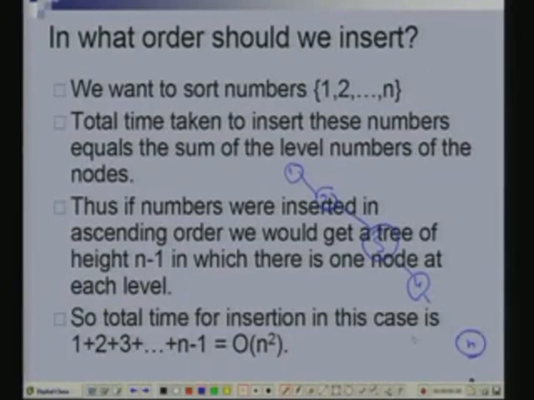And what is the sum of the levels? 0 plus 1 plus 2 plus 3 up to n minus 1, right? And this series sums to order n squared. Okay, so that's not good. The time taken for insertion could be as bad as n squared. Is this clear to everyone?